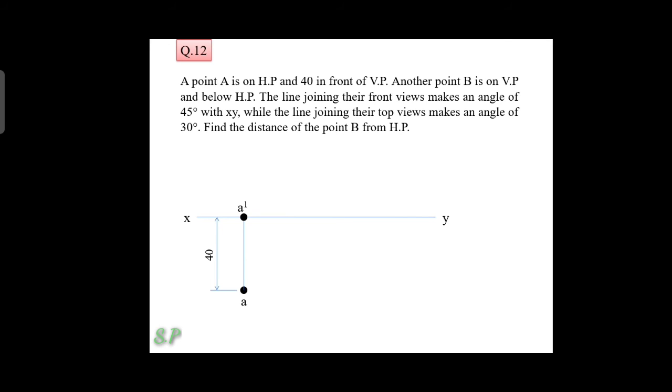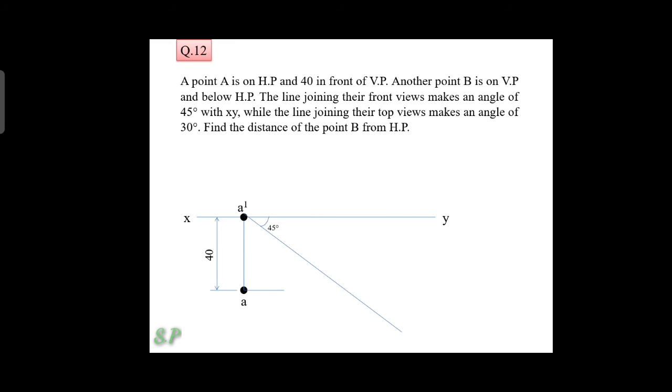The distance is not given, but the angle is given. That is, the front view makes an angle of 45 degrees with XY and the top view makes an angle of 30 degrees to the XY reference line. So from the front view point you take a 45 degree angle and draw an inclined line, and the top view makes an angle of 30 degrees.